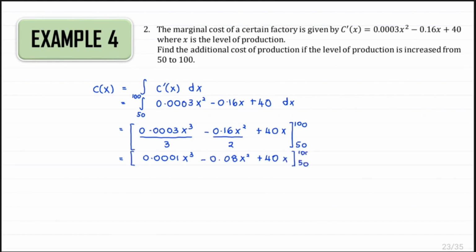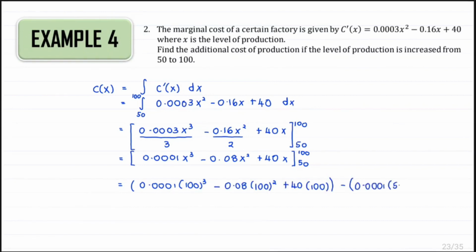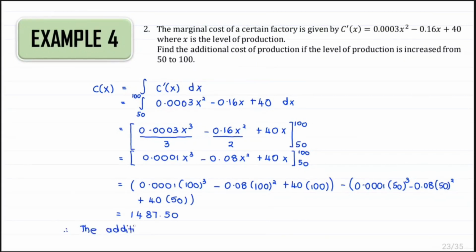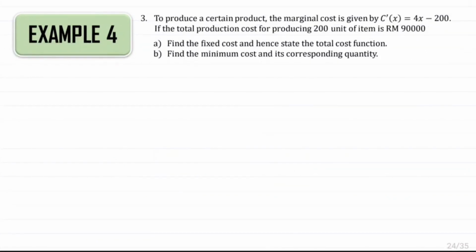Then we substitute 100, so we get 0.0001 times 100³, minus we substitute 50, 0.0001 times 50³, and so on. We calculate, then we get 1,487.50. Then we conclude the additional cost is RM 1,487.50.